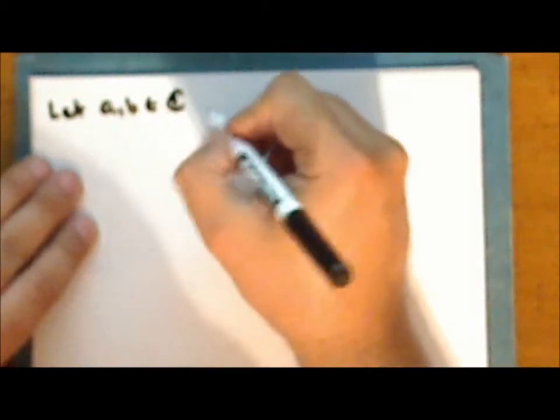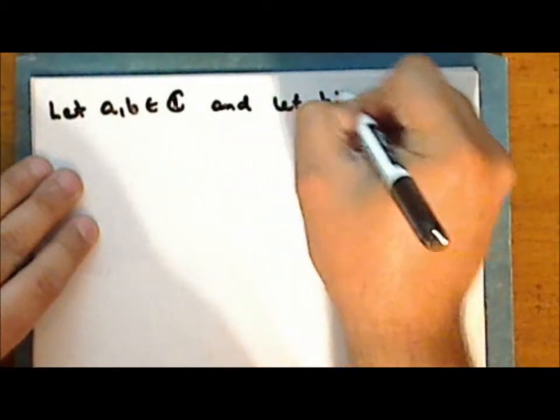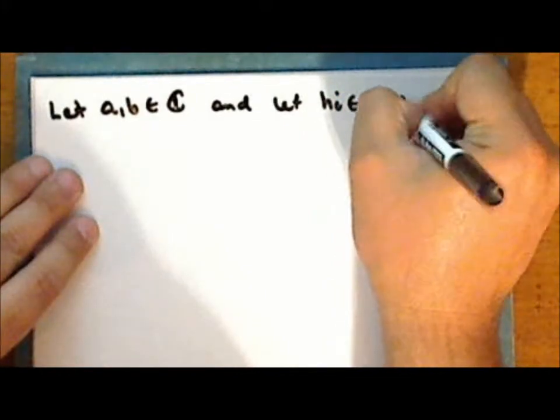So let a and b be complex numbers, that is, the scalar field, and let h_i be a vector.